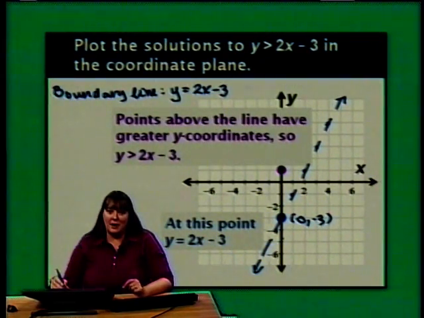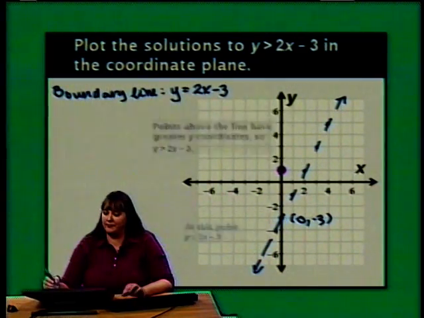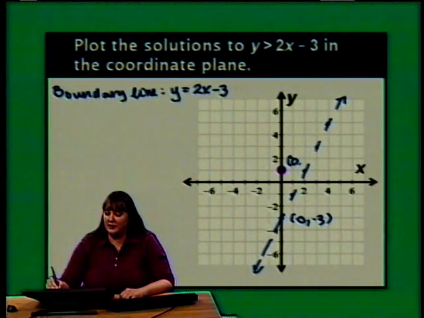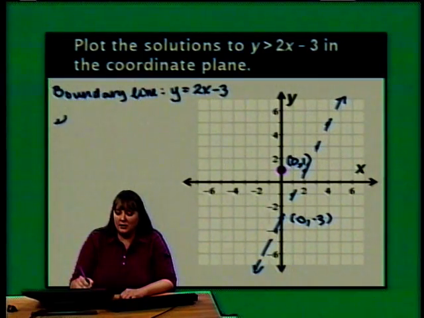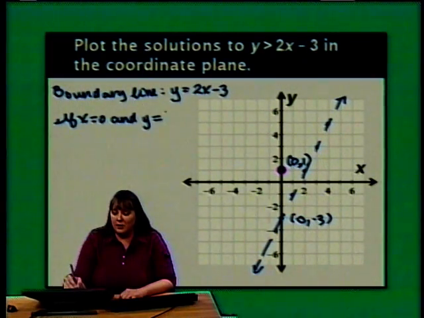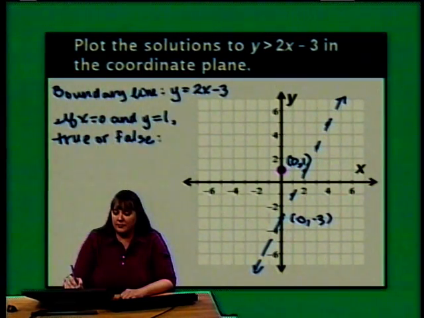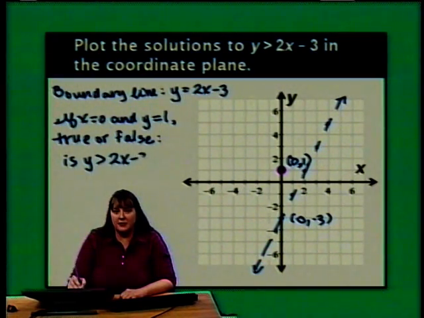If I pick a point above the line, then the y-coordinates are greater, so y should be greater than 2x minus 3. Well, let's actually test with this point (0, 1), which lies above the line. So here we have an x-coordinate of 0 and a y-coordinate of 1. So if x is 0 and y is 1, we need to ask ourselves, true or false? Is y greater than 2x minus 3?